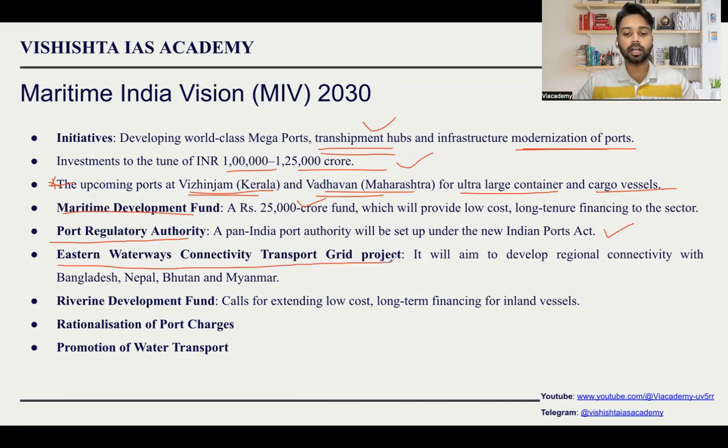The Eastern Waterways Connectivity Transport Grid project has been started. The aim of this particular project is regional connectivity. Regional connectivity not between Indian states, but with other countries like Bangladesh, Nepal, Bhutan, and Myanmar, because we share our oceans and our rivers with these countries. So it is easy to start a transportation service with them.